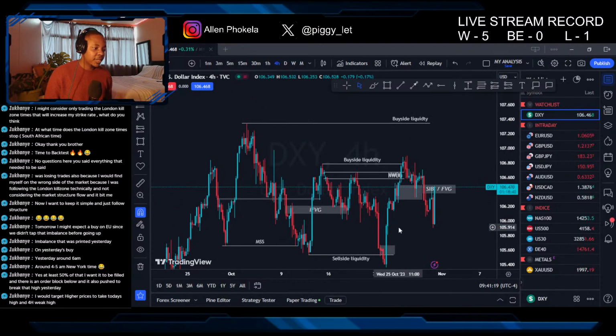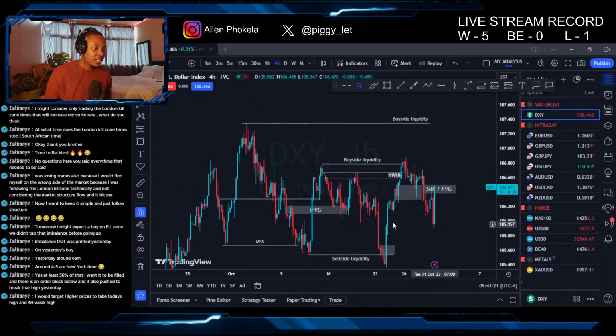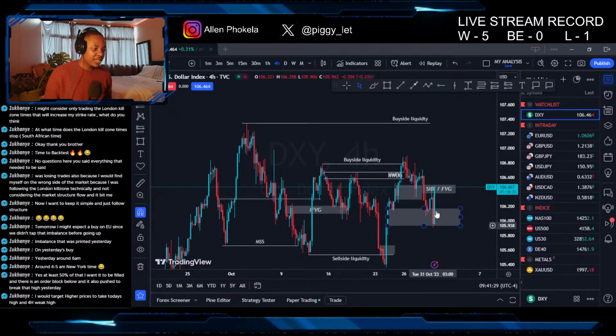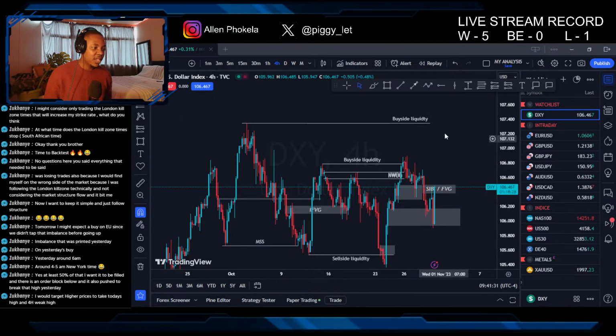So I expected it to reject off of this. Probably was rejecting off of this BC here. We're probably just rejecting off of this BC to give us higher prices and go take out that buy side. So that's what I'm expecting on the dollar index right now. Give us higher prices.